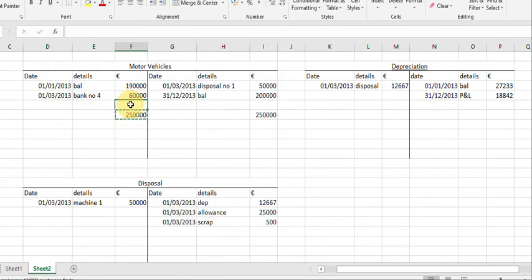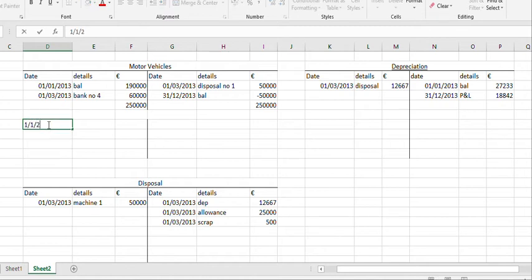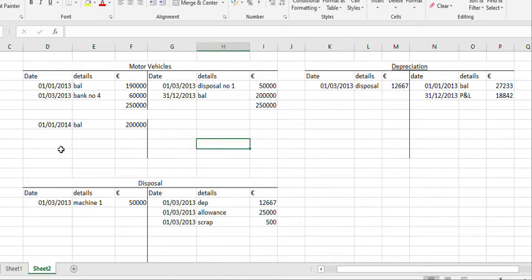This one up here, this one up here as well. So our balance would be here. I'm going to skip a line, and the opening balance for 2014, so the 1st of the 4th 2014 opening balance would be 200,000. I must change this to 200,000. So our opening balance for 2014 will now be 200,000.